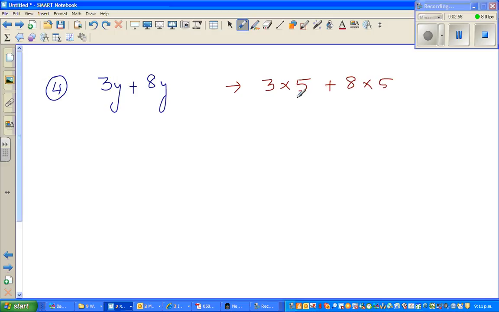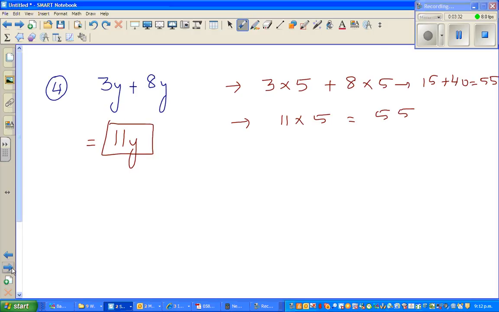So you can go 15 plus 40, but if you think about it, this is 3 lots of 5 plus 8 lots of 5. One way of doing it is, of course, 15 plus 40, there's nothing wrong there. 15 plus 40 is 55. Or you can go, 3 lots of 5 plus 8 lots of 5 is 11 lots of 5, which is 55. So the same concept that you use in numbers, 3 lots of y plus 8 lots of y is 11y. That's it. This is the answer.